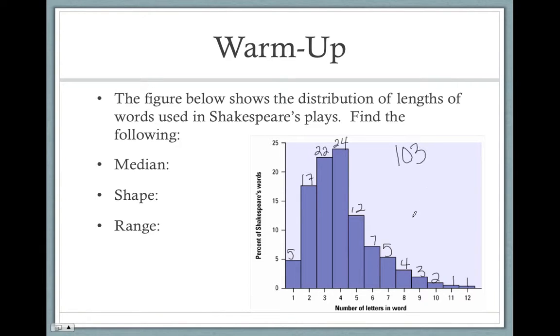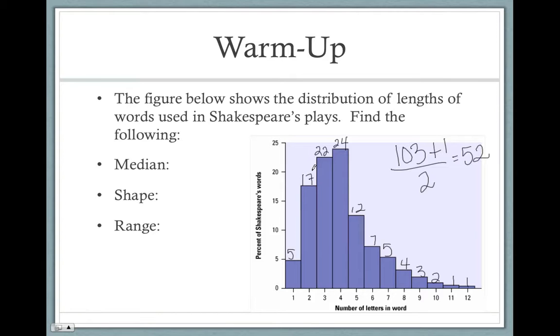103. Okay? And so if you remember the trick I showed you, take the number of observations plus 1 and divide it by 2. And I get 52. So the median is the 52nd observation. So if this contains 5, this contains 17, that means that contains up to observation number 22. I'm just adding them together.